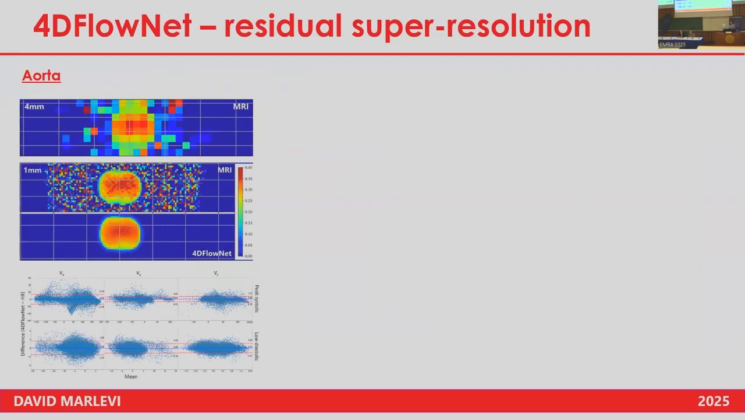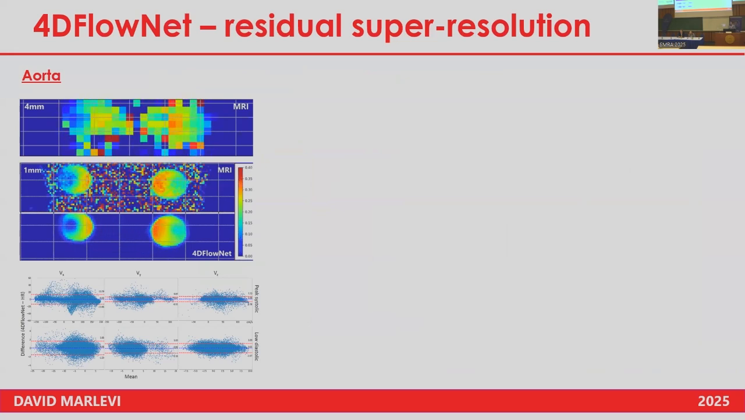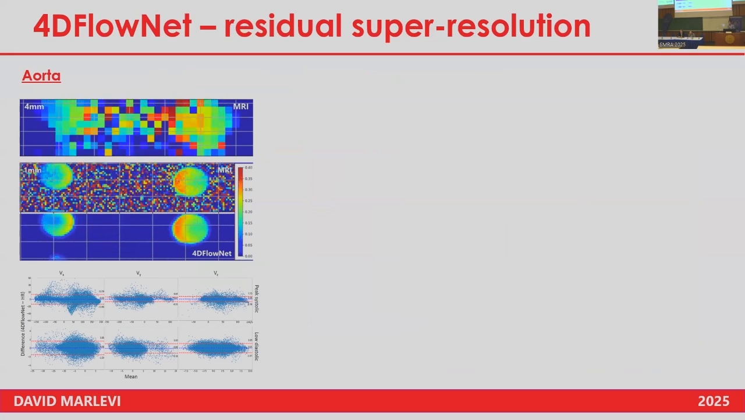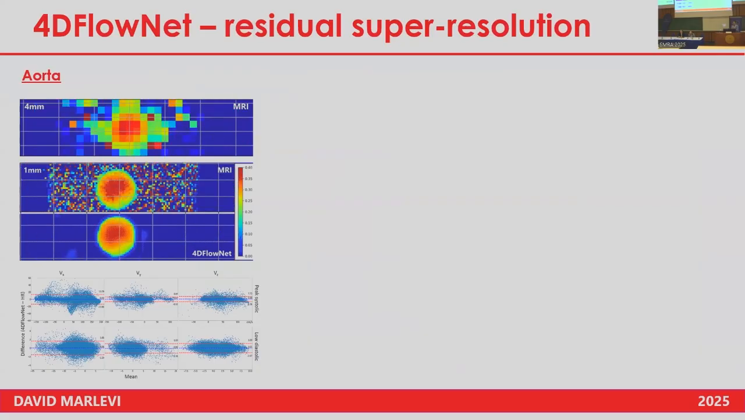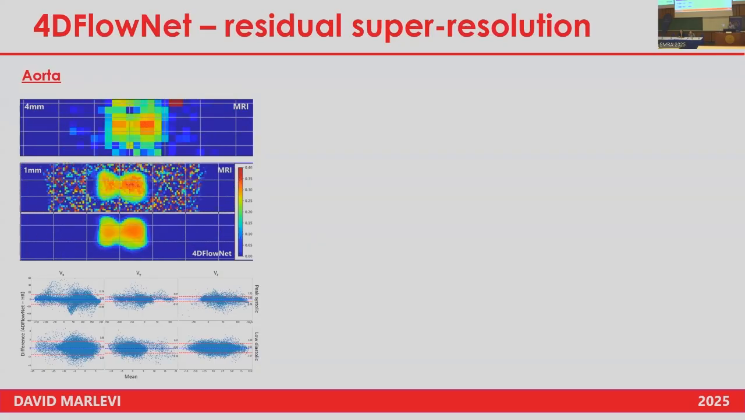At the top here, this is acquired phase contrast data from a bifurcation phantom. At the top, we have data fed in at 4 millimeter resolution, the equivalent reference data at 1 millimeter, then what the network is inferring from the low resolution data set.